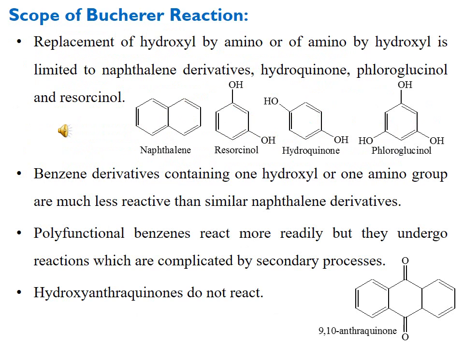Here is some scope, or you can say the limitation, of Bucherer reactions. First thing, what type of reactant can undergo this reaction? Normally naphthalene derivatives are used, but in addition, resorcinol, that is 1,3-dihydroxybenzene, or hydroquinone, that is 1,4-dihydroxybenzene, or phloroglucinol, 1,3,5-trihydroxybenzene. These are the reagents which are known to undergo this reaction, that is from hydroxyl to amino or from amino to hydroxyl.